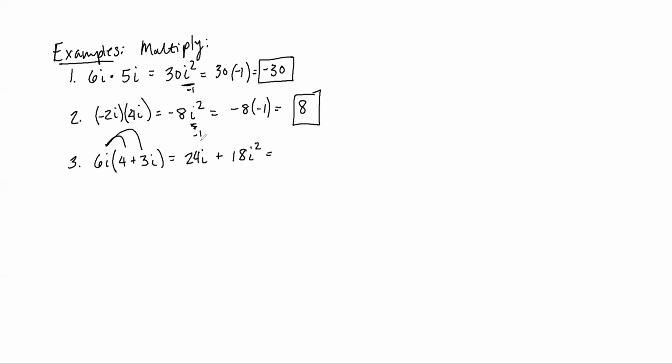Now, with ones like this, with a 24i, if you have a single i, there is nothing you can do with that one. So we're going to leave that alone. But 18i squared, this i squared is a -1. So we're going to have 18 times -1. Now we have 24i. 18 times -1 is -18.